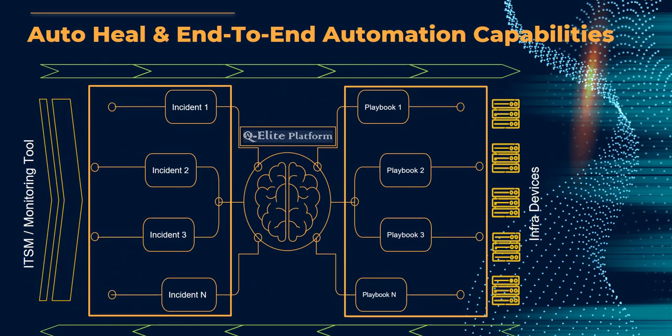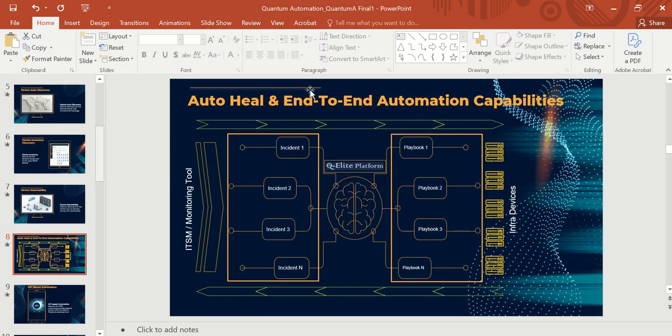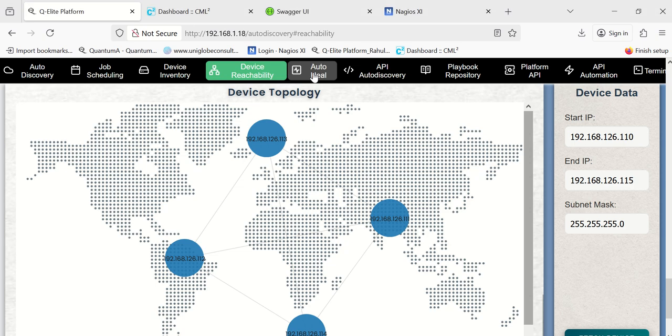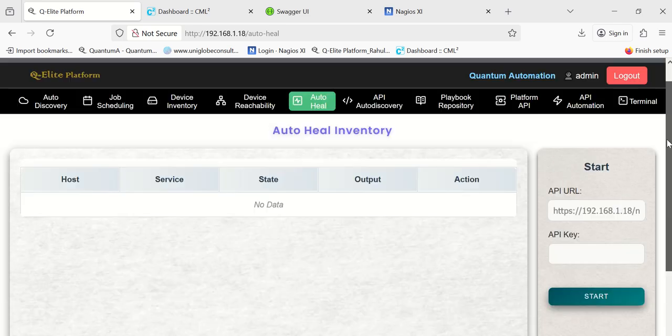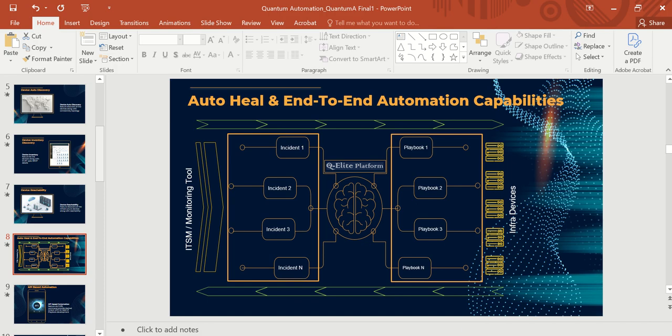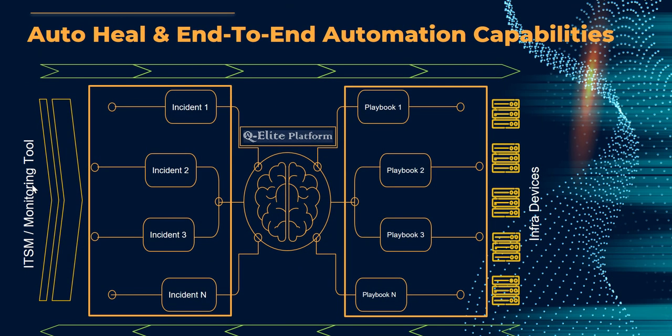which is auto heal and end-to-end automation capabilities. This is one of the critical and very important features of Quantum Automation. So auto heal is the feature. How it works generally, as has been shown in the presentation, we'll have an ITSM monitoring or configuration tool, which will be the input for the Quantum QLite platform, and it will retrieve the device status or the incidents, capture them, and execute the playbooks accordingly. So let's see how it works.